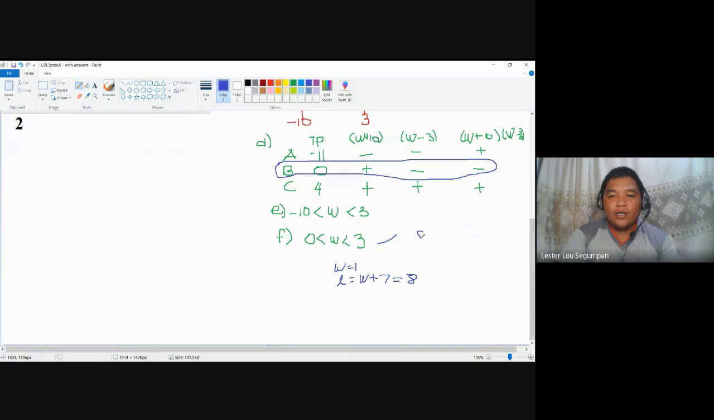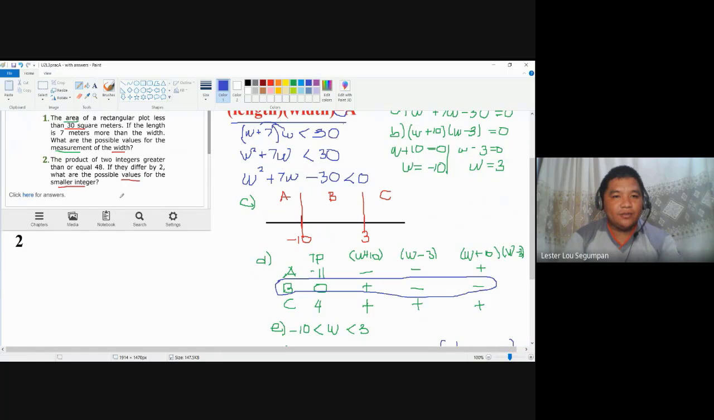Then if you're also going to express it in terms of solution set, instead of x, you will use w greater than 0, again because we're talking about measurement, no negative values, nor 0, and less than 3. And the interval notation is 0 to 3. Again, this is the difference between an abstract form and problem solving. Now let's talk about number 2.